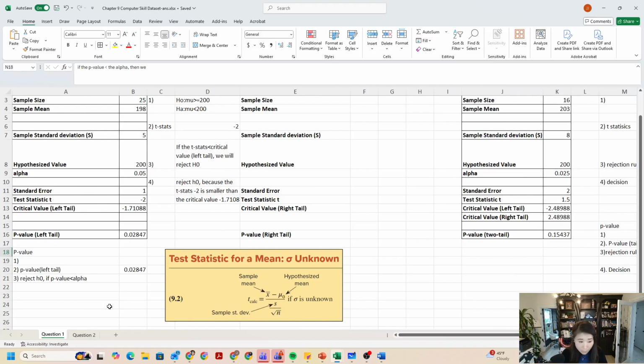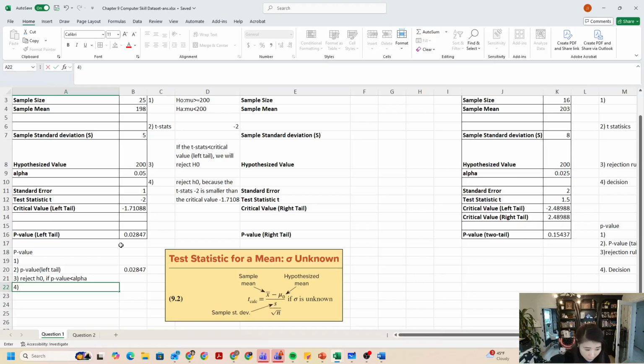As you can see, compare this decision rule versus the other decision rule, and you will find they are exactly the same. That's why in the lecture I said people tend to use the p-value method more often than the critical value. The decision rule is always the same regardless of what kind of test you go through: reject H0 if the p-value is smaller than alpha. If you look here, our p-value is 0.028 and our alpha is 0.05. Therefore, we will reject H0 because 0.028 is smaller than 0.05.